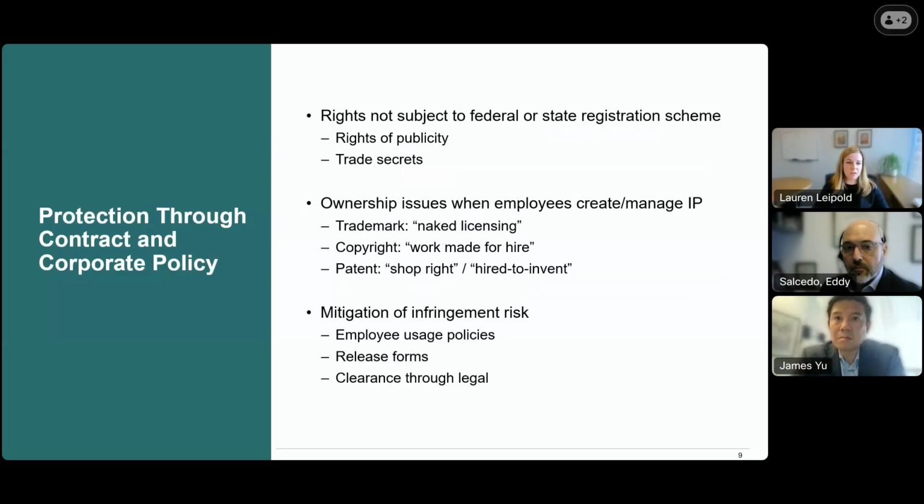So I just want to quickly note that the registration scheme is super helpful. You should keep it in mind. You should take advantage of it, but it's not the end of the story. First of all, as I mentioned, rights of publicity and trade secrets are not registrable in any sense. And even those rights that are, there are a lot of tricky issues that come up in relation to ownership of those rights that you really need to make sure that you have shored up through contract and employee policies, which we'll talk about in a few minutes. For example, in the trademark context, there's a concept called naked licensing, where if you don't properly control the use of your mark, you lose your rights.